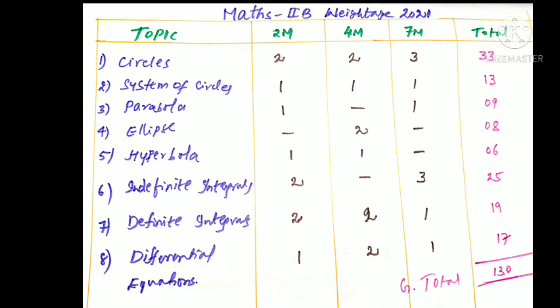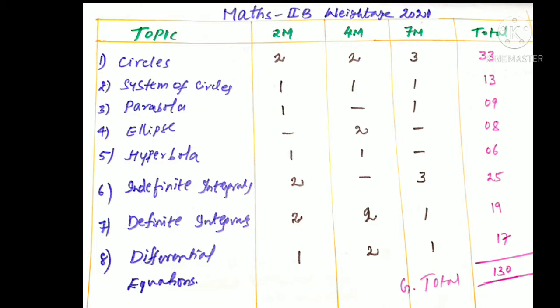So total its weightage is 13 marks. Now next, parabola. What is the deleted portion, you already know from the parabola. Now what is the non-deleted portion, from that only we can get the questions, you can understand indirectly. From this, 1 2-mark and 1 7-mark questions will come, which means a total of 9 marks weightage.